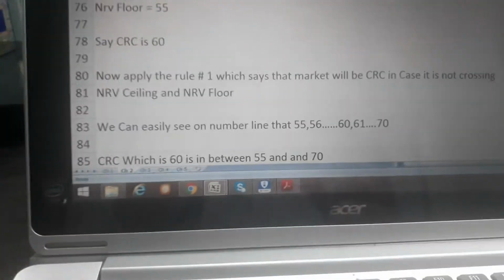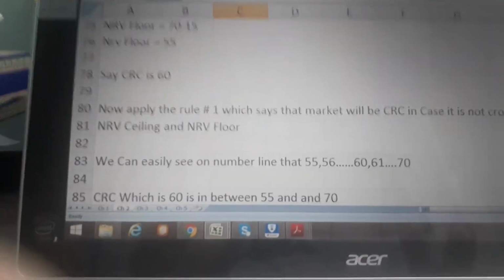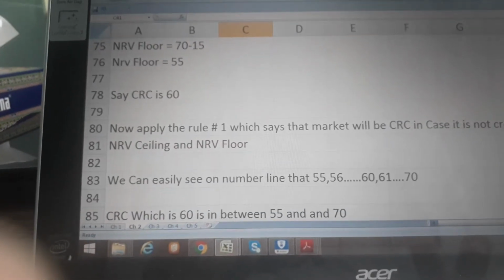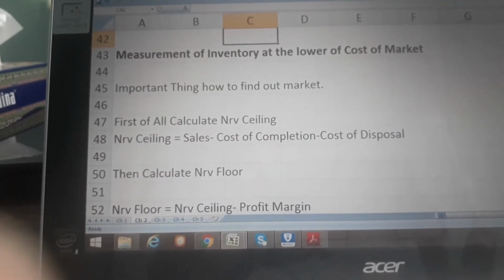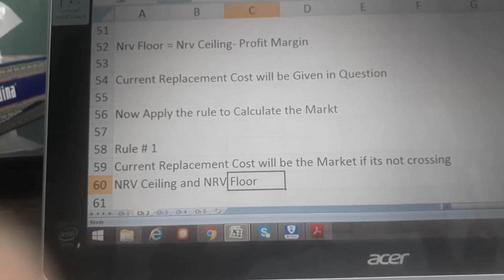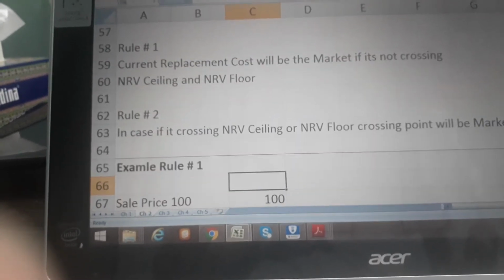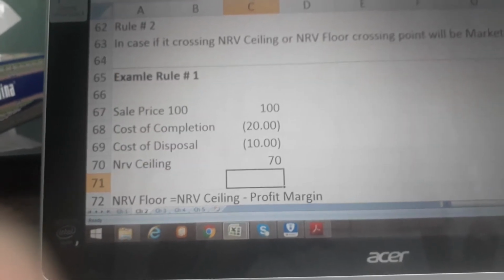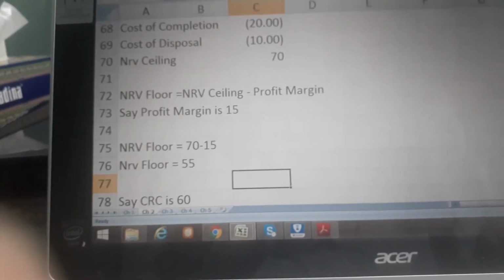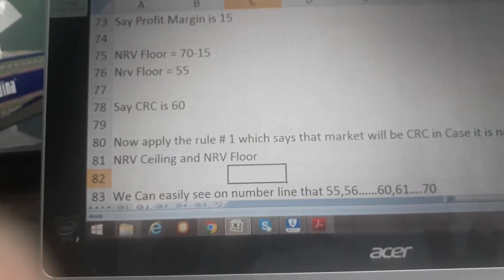Now we come to the second rule. In the second rule, what can happen is that the CRC will cross these two limits. In this case, we check which particular limit it is crossing, and that particular limit will be our market.